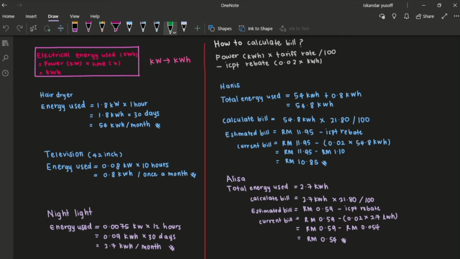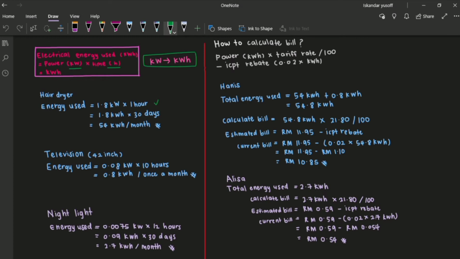First of all, we need to change the unit from kilowatt to kilowatt hour by multiplying the power and time, because we want to know the energy use of an electrical appliance. For the hairdryer, it uses 1.8 kilowatt and we need to find the electrical energy use by multiplying the power in kilowatt with time in hour. So, we need to multiply 1.8 kilowatt with 1 hour because Hanis uses the hairdryer an hour a day.